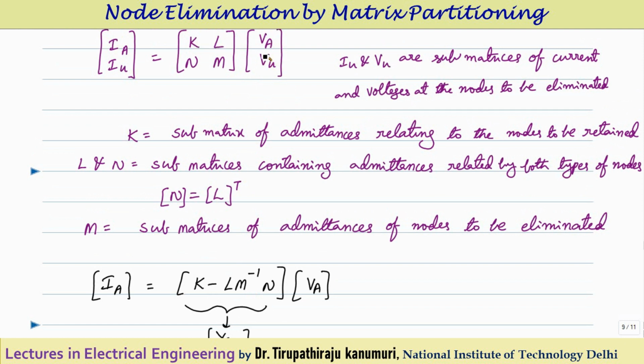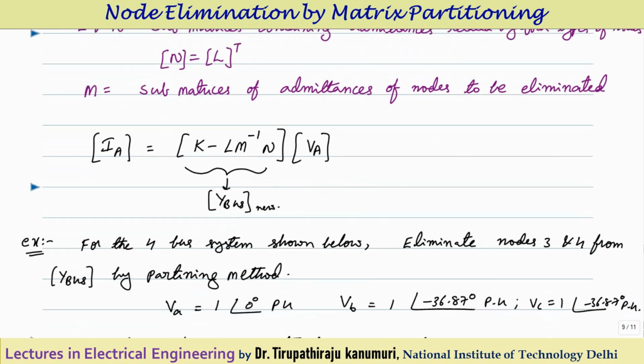Agree with me? So I want to eliminate VU. VU should not be there. So I want to represent VU in terms of VA. If you represent VU in terms of VA, this will be written as M inverse into N into VA, by using the matrix operations. So that's why I can write IA is equal to K minus L into M inverse into N into VA. The derivation is not of paramount importance for us, so I am not deriving it here. If you want the details, you can refer to any mathematics book. This is nothing but my new Y bus matrix.